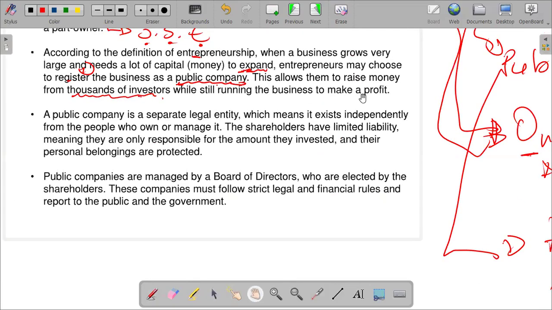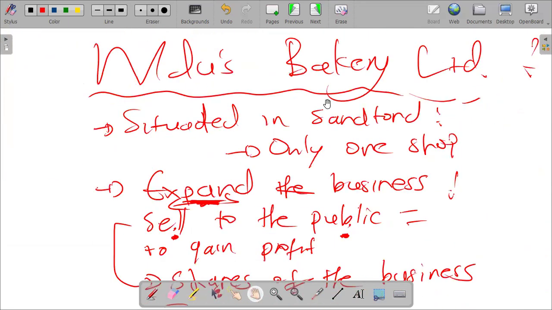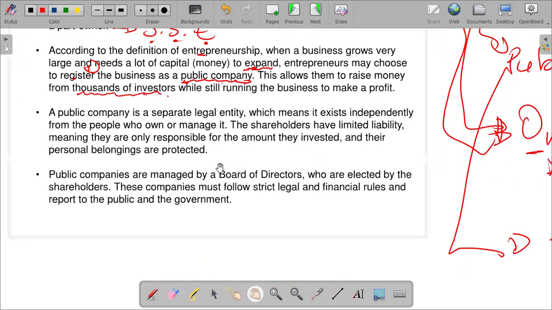So it allows them to raise money from thousands while still running the business to make profit. While the business is still in operation, it's easy for the entrepreneur to keep on running the business while we grow. Remember, we don't want to close this one shop. We still want to keep running the business, but in essence, we want to expand. That's when we sell our shares. Then let's move on to the next.